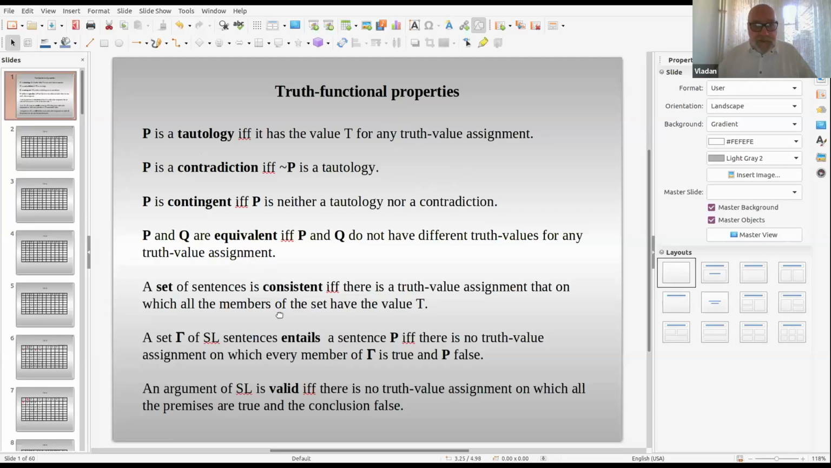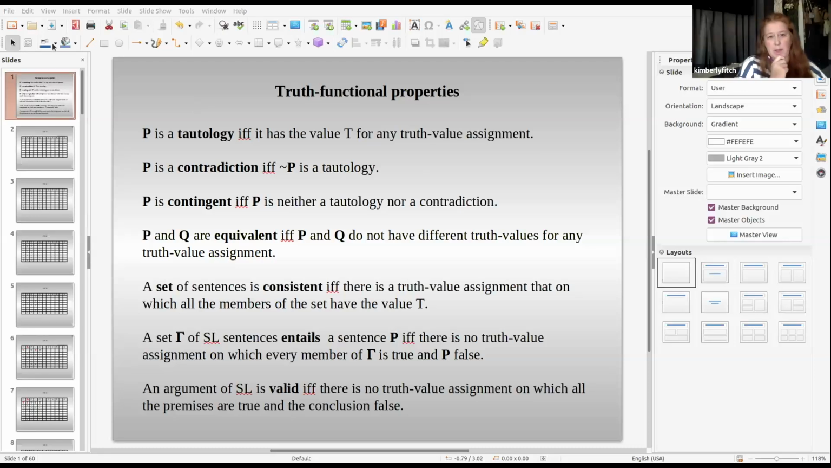You might remember these notions from the first lesson. There we defined them informally, and now we have a definition of them within our language, sentential logic. The bold letters are meta variables, so they can stand for any atomic or composite sentence of sentential logic. So bold P is any sentence of sentential logic. And P is a tautology if and only if it has the value T. It is true for any truth value assignment.